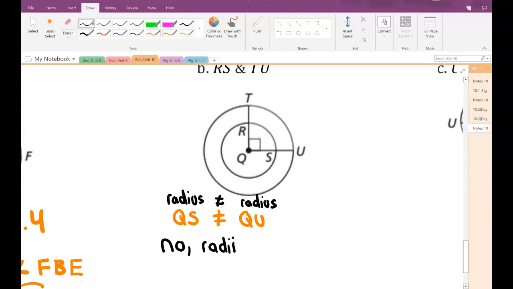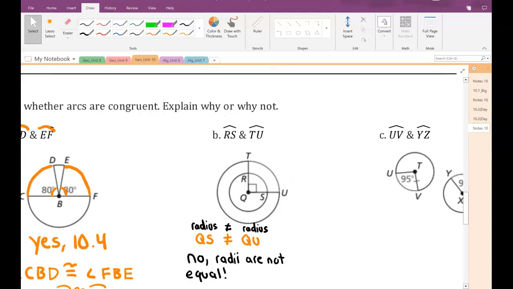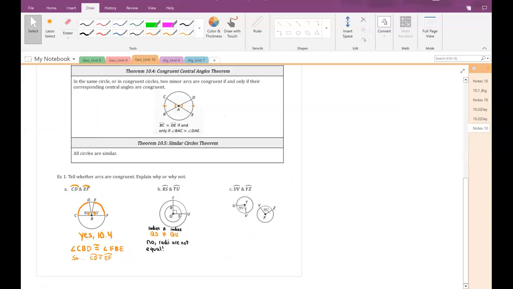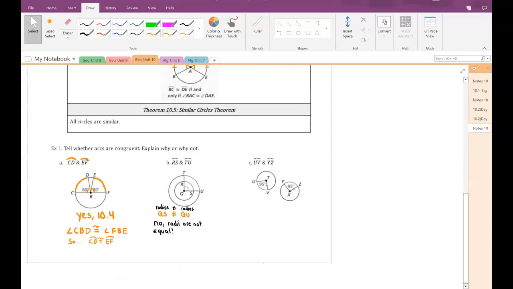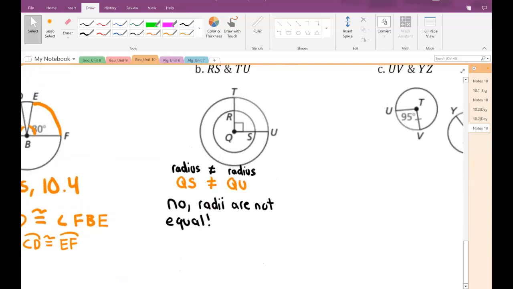Say the radii are not equal. You could also say it fails the first theorem. It breaks the first theorem, where it says circles are only congruent if the radii are equal. Well, these are not the same. They're not equal.